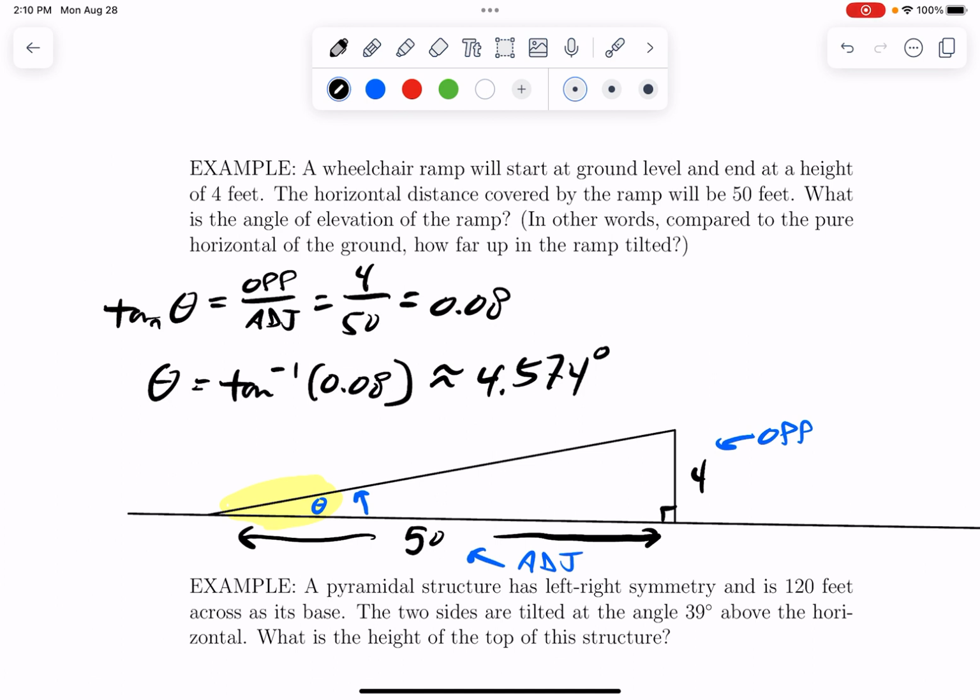My picture isn't quite accurate. It's more of a schematic, but it's not a very big angle. Frankly, if you're running up a hill that's 5% tilted up, you will notice that. That feels steep, even though it doesn't look particularly steep.